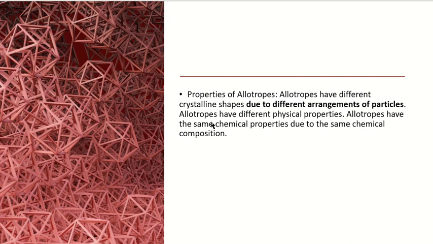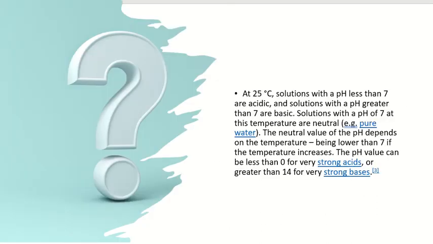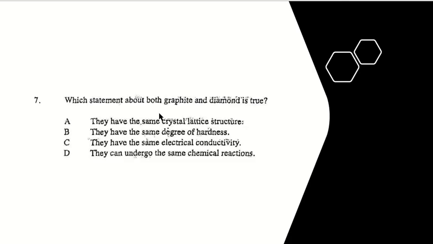So let's go back to the question. Which statement about both graphite and diamond is true? They have the same crystalline structure. That is wrong, as we studied, allotropes have different crystal structures. They have the same degree of hardness. That is also wrong, because allotropes have different physical properties, and hardness is a physical property.